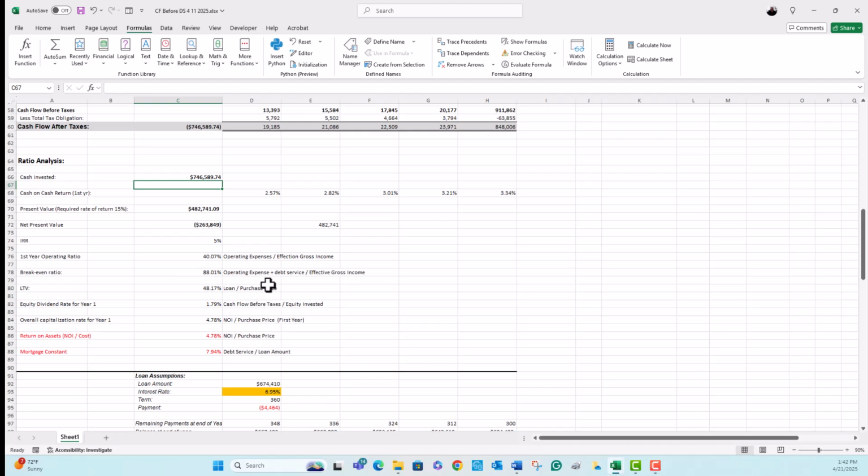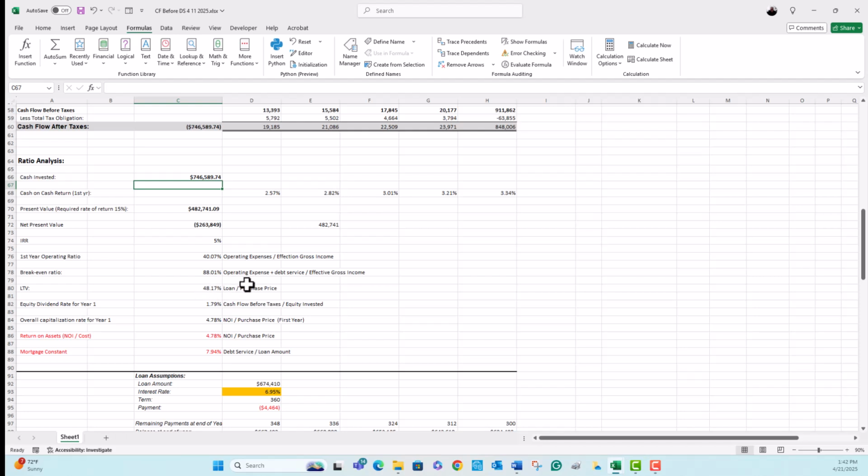Next, loan to value. We've talked about that a lot. The way it's calculated is to divide the loan amount by the purchase price, $1,400,000. That's 48.17%. It's not bad. I'll leave it there for now.